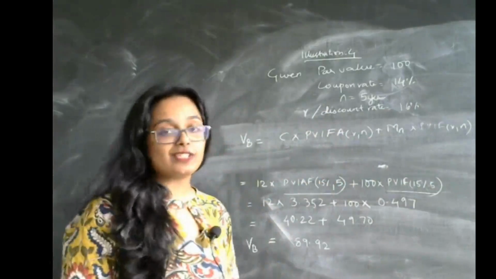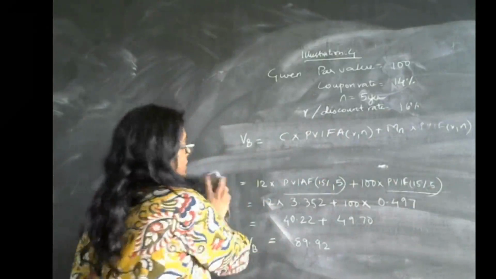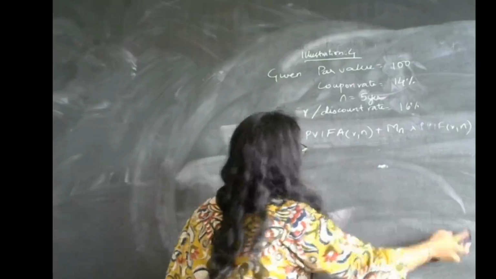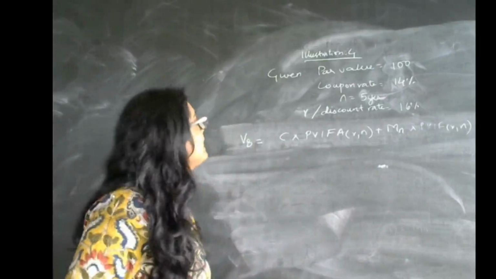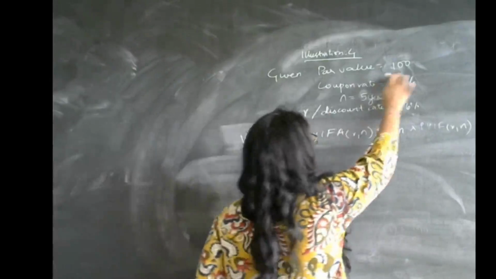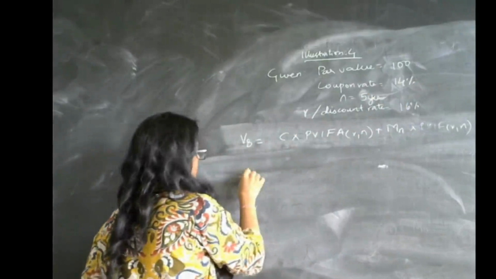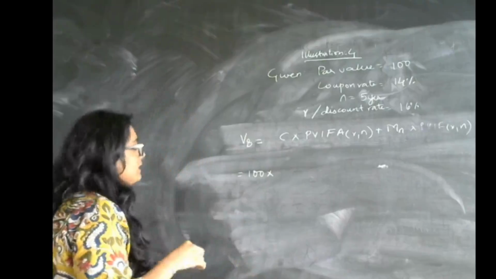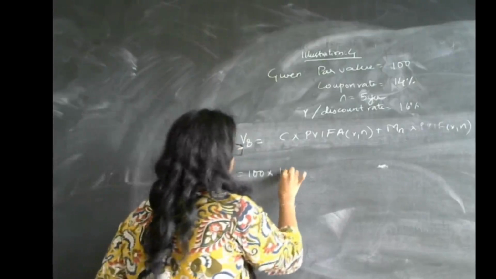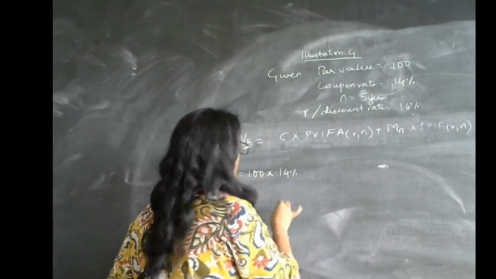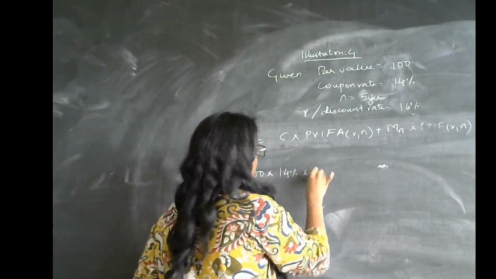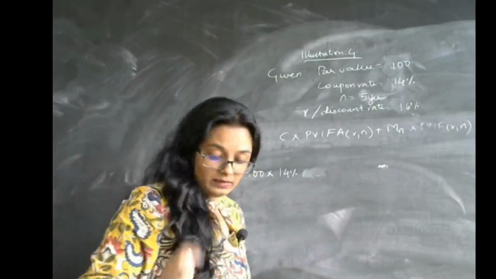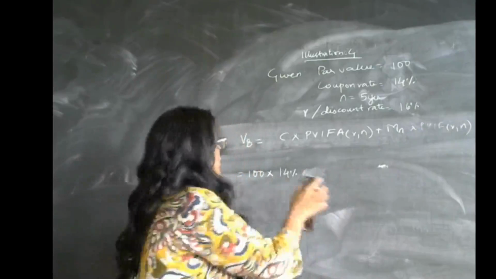Now let us try and solve this problem. So coupon will be calculated obviously on the par value, which is nothing but 100 multiplied by coupon rate. Coupon rate is nothing but 14%, multiplied by present value, sorry, it is a semi-annual bond. I completely forgot about it.